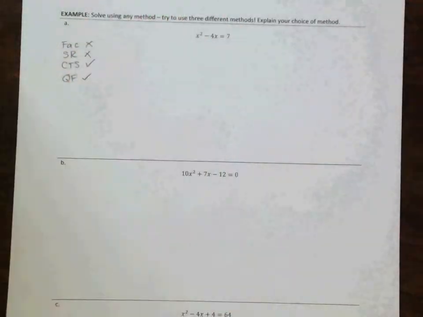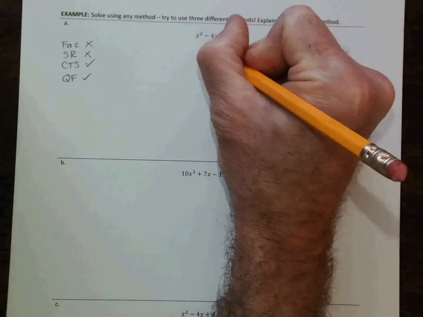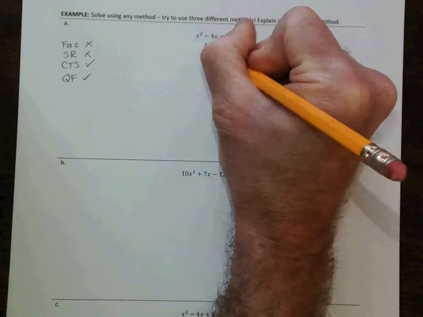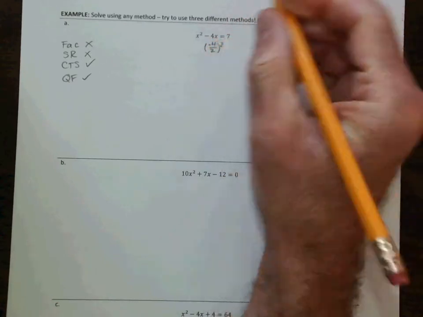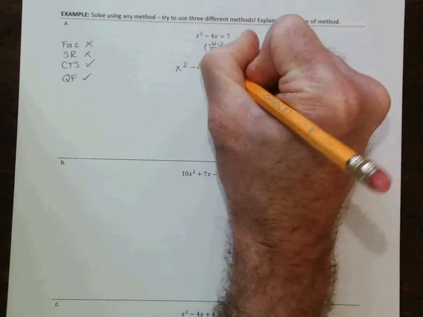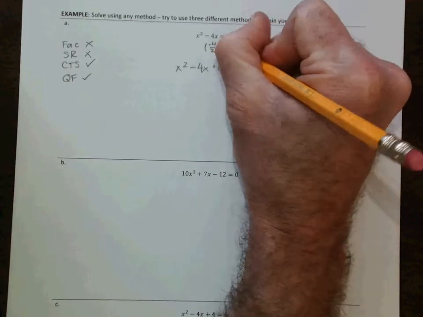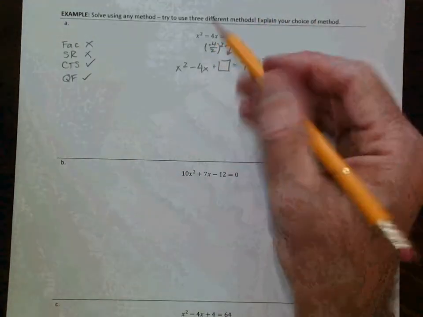So I'm actually going to solve this by completing the square. Since we've done a lot of videos on the quadratic formula, I'm actually not going to use the quadratic formula for any of these three problems, but you could. So for completing the square, I'm going to take my b term, negative 4, divide by 2, and square it, because I want x squared minus 4x plus box is equal to 7 plus box. So to get what goes into the box, that's what I'm going to do.